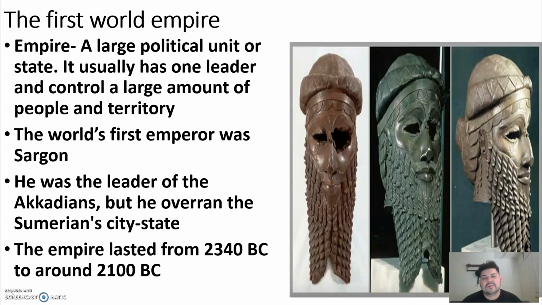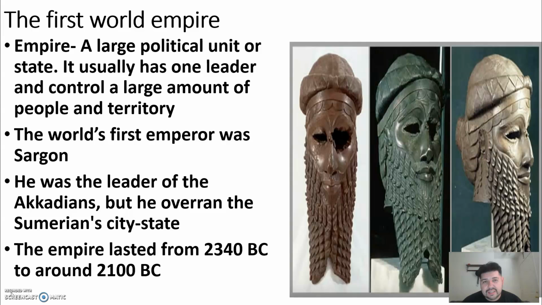All right. So we're going to talk about the first world empire. But before that, we have to understand what an empire is. It's basically a large political unit or state. It usually is run by one leader and controls a large amount of people and territory. All right, now the world's first emperor, his name was Sargon, and he was the leader of the Akkadians.